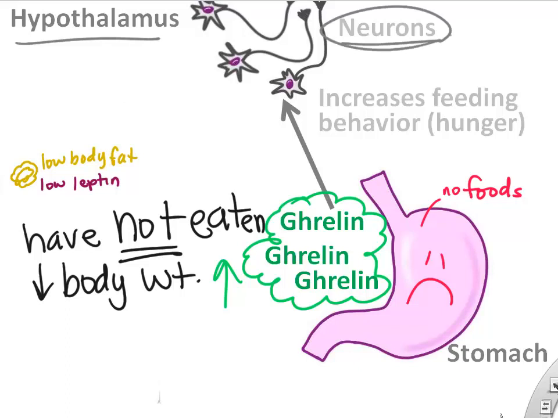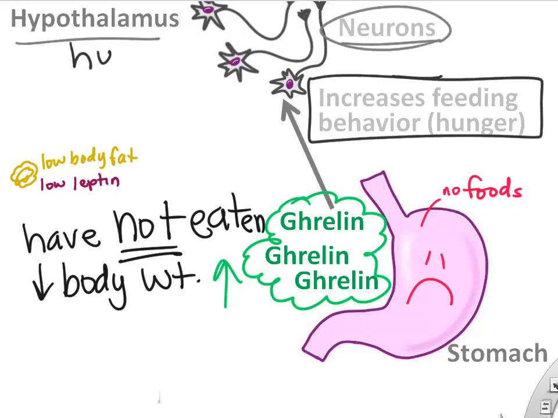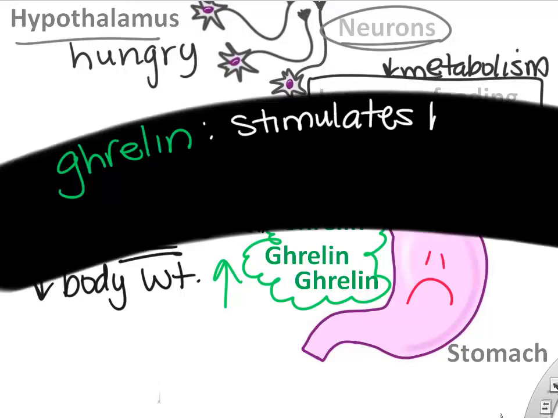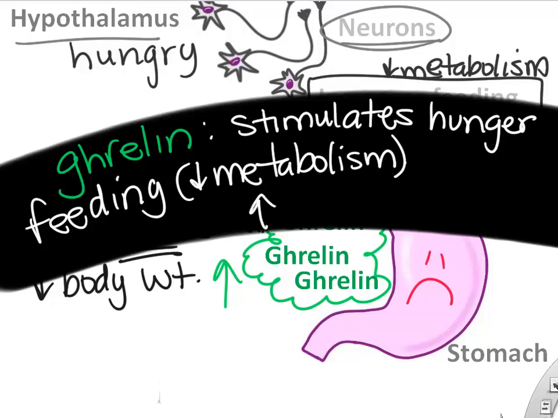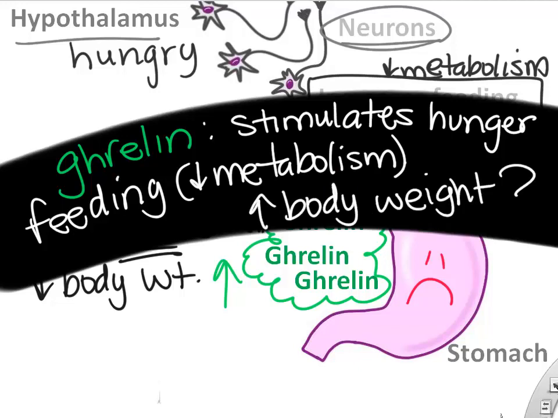Ghrelin then targets similar areas in the hypothalamus, increases your feeding behavior, increases your hunger, and decreases your metabolism, which should then act to bring your body weight up. So ghrelin actually acts the opposite of leptin and stimulates feeding and decreases metabolism and should bring body weight back up.